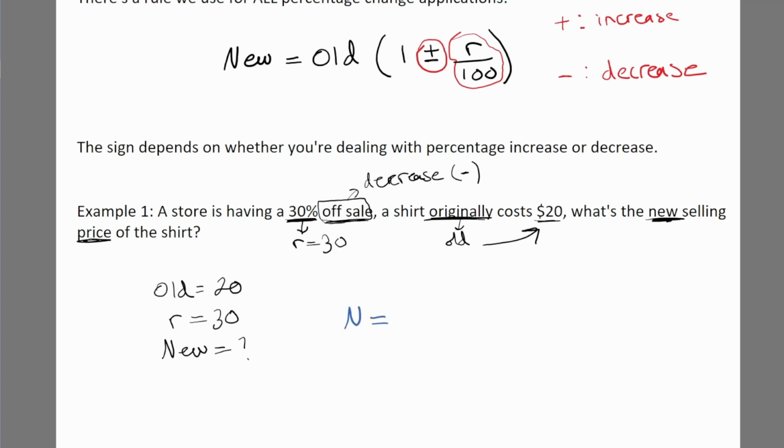N is equal to 20 multiplied by 1, and I'm gonna choose minus because as we agreed, this is a percentage decrease question, 30 over 100. And this is very direct, honestly. You just plug the whole thing on your calculator and you will get the answer. I will plug it now. It's equal to 14. So the new price of the shirt is $14. Okay?